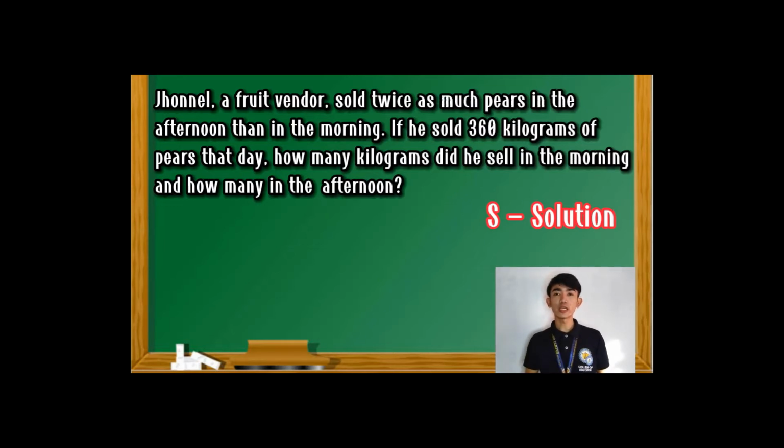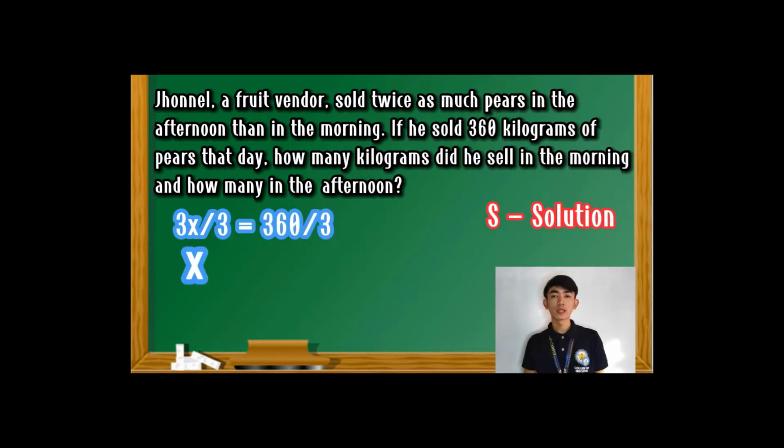So we have here 3X is equal to 360. We divide both sides by 3. Then we have 3X divided by 3 is equal to X. And 360 divided by 3 is equal to 120. So our X is equal to 120.